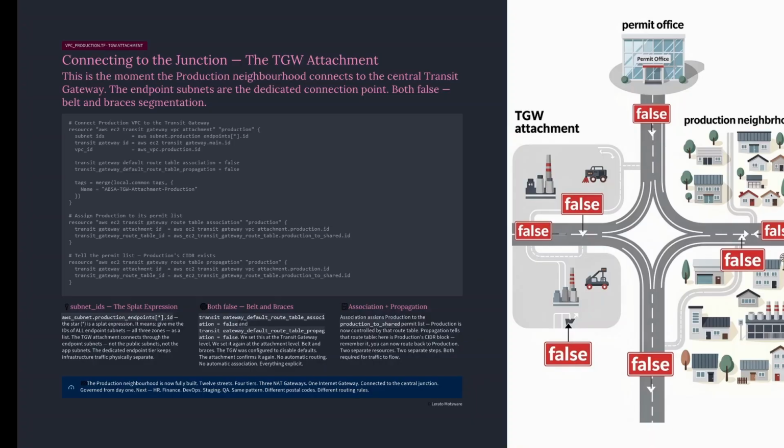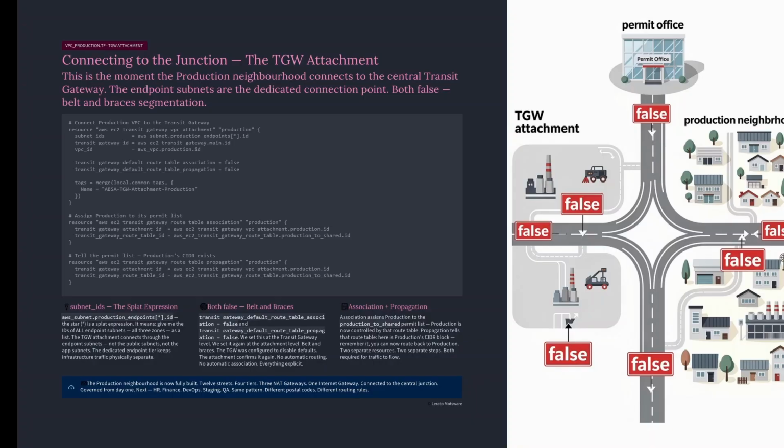Now, the transit gateway attachment. This is the moment the production neighborhood connects to the central junction. subnet_ids: production_endpoints[*].id. The star notation, this is a splat expression. It means give me the IDs of all endpoint subnets, all three zones, as a list. The transit gateway attachment connects through the endpoint subnets, not the public subnets, not the application subnets.